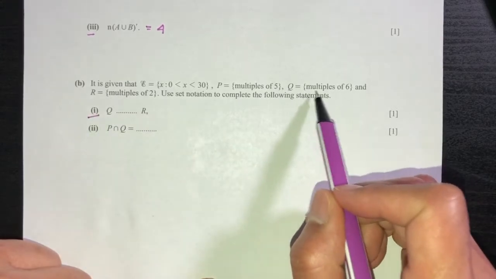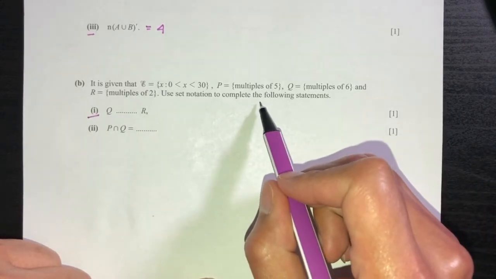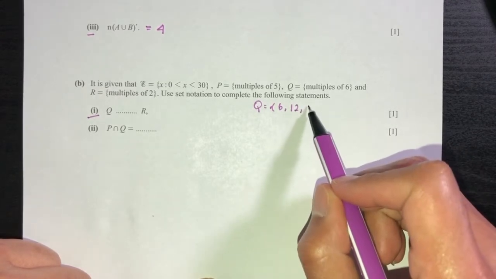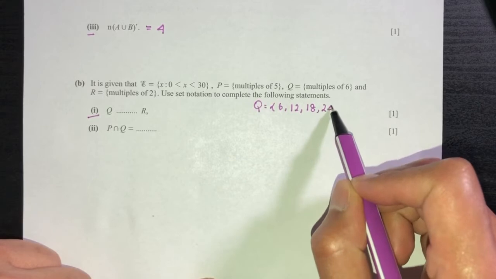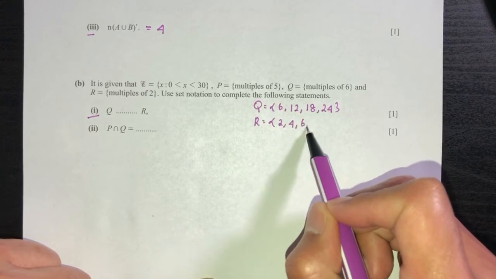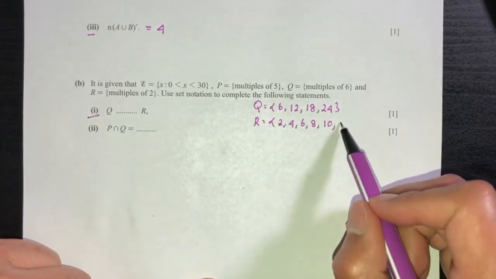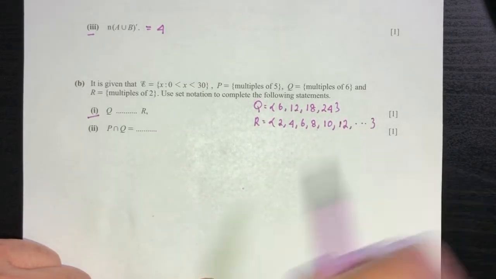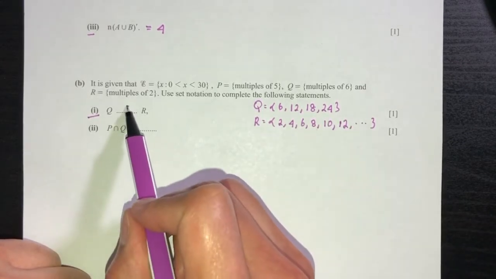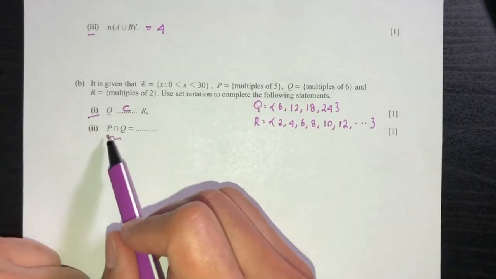Question part 1. Q is multiple of 6 and R is multiple of 2. If you observe, let's say for example you have Q as your set: 6, 12, 18, 24, right? And R will be 2, 4, 6, 8, 10, for example. For the multiples of 2, that will be just even numbers. Keep going on. So you can clearly see that all the elements of Q have to be inside of R. So Q is a subset of R. That's your first line.